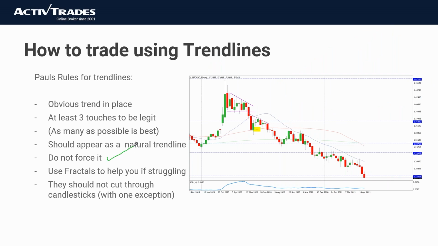As you've heard me say, you don't need to force it. You don't need to force trend lines. If you're struggling to identify them, then you can utilize fractals as well to help you with the drawing. And also, they should not cut through candlesticks. My only exception would be if there is one particular wick going through, and that might be, as we'll see later on, where price comes up and tries to test the trend line and then rolls over and falls away again. But as a general rule, they shouldn't cut through candlesticks, certainly not through candlestick bodies. And if they are, then probably maybe it's not been drawn correctly.